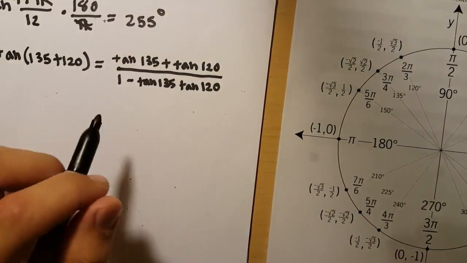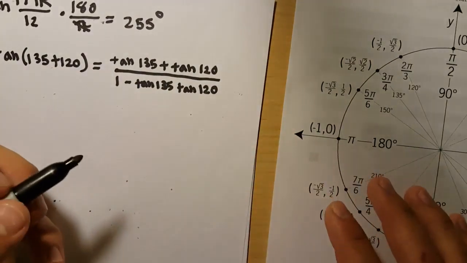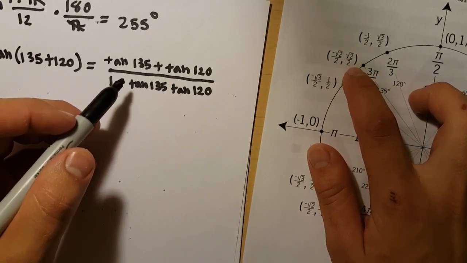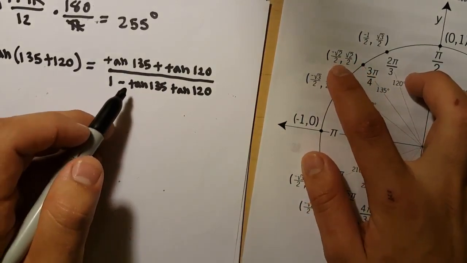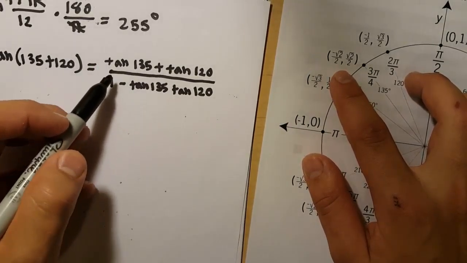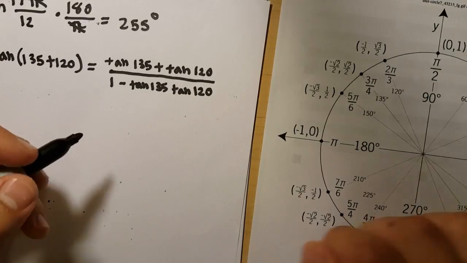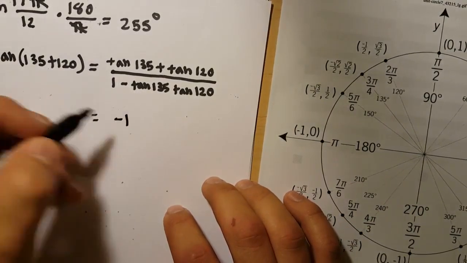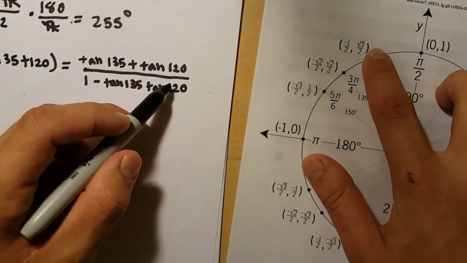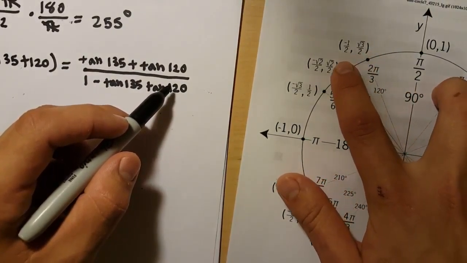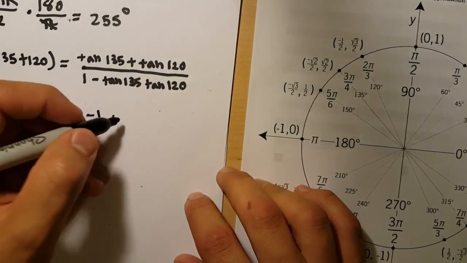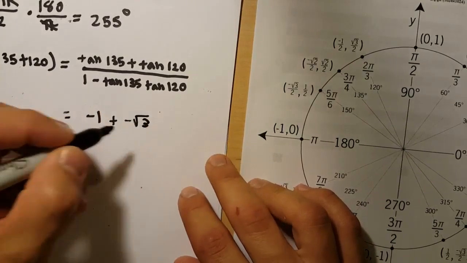135 and tan 120. So tan 135, so tan is equal to sine over cosine. So if you look at 135, it's going to be root 2 over 2 over negative root 2 over 2. And I already solved for that. And so the answer for tan 135 is going to be negative 1. So this is going to be equal to negative 1 plus, and tan 120 is going to be root 3 over 2 over negative half. So I also solved for that beforehand, and that would be equal to negative root 3.